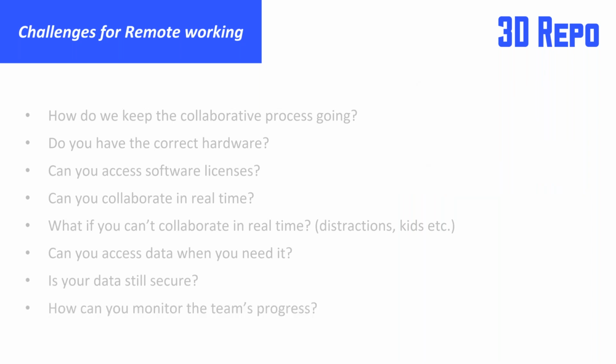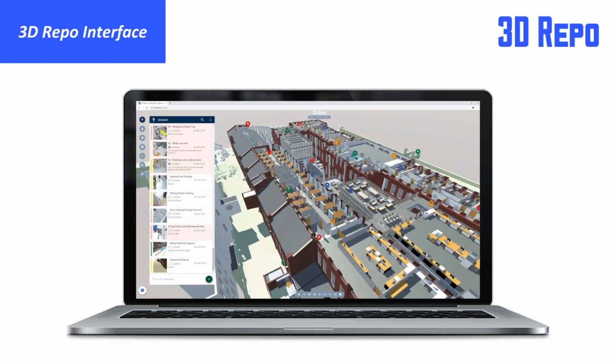So this is where 3D Repo is really helpful. What it is, is a cloud-based BIM software that provides you a platform to collaborate and coordinate with all parties throughout a project. Since we are cloud-based software, that means you do not need to have any desktop application installed onto your computer. All you need is internet access, and you can access your models anywhere in the world.